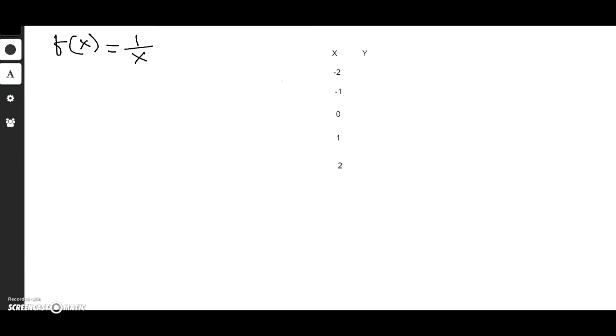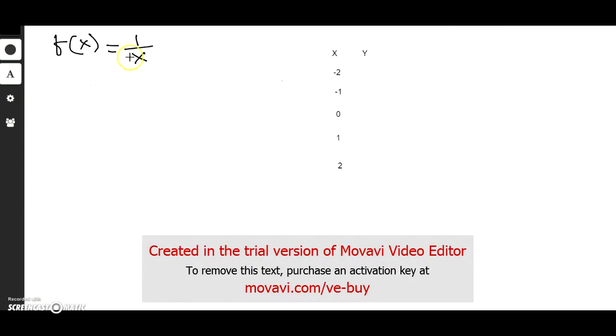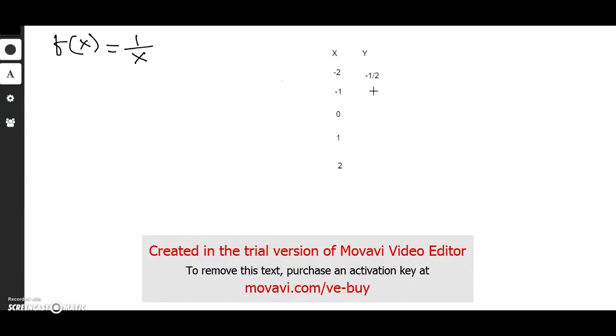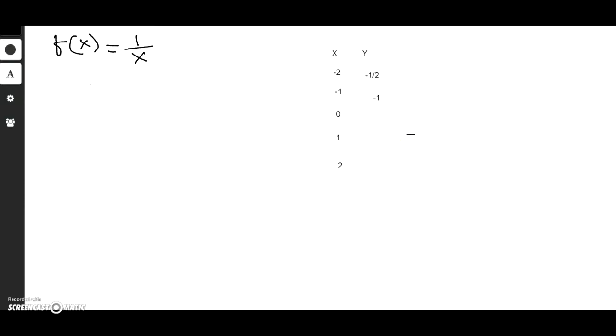Now let's look at the function f of x is equal to 1 divided by x. Looking at this function, we are going to replace the x values with the values over here. Taking a calculator, if we replace x value as minus 2, we get an answer of minus 1 by 2. By substituting minus 1 into the equation, we get the value of minus 1.